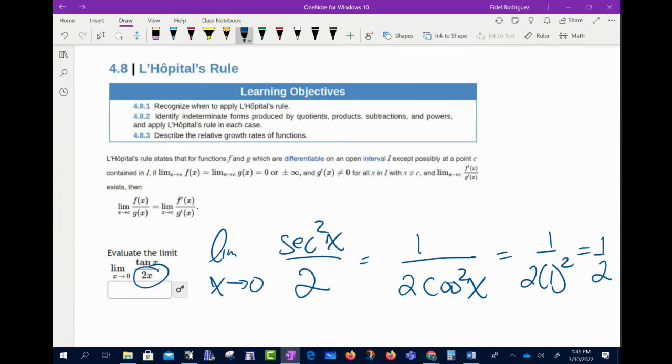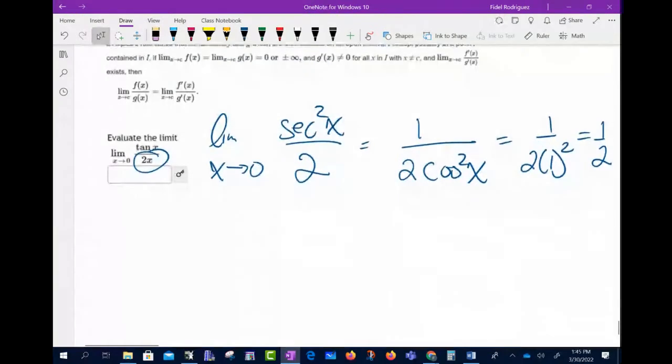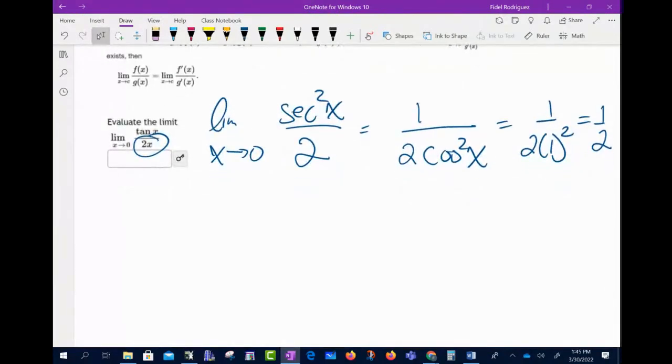L'Hopital's rule says if you get an indeterminate form when you try to plug in your values for the limit, then take the derivative of the top, take the derivative of the bottom, and then find your limit. I'm not using the quotient rule here, y'all, where we did the bottom times the derivative of the top. I'm just taking the derivative of the top, taking the derivative of the bottom, and then finding my limit. That's how L'Hopital's rule works. So my answer for this one, y'all, would just be 1/2.